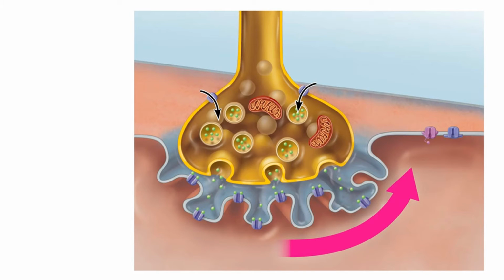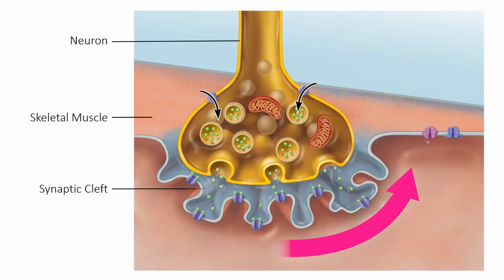Here we can get an idea of how these two cells seem to be related to each other. We can see that the neuron and the skeletal muscle cell do not physically touch, but they do come very close. They are separated from each other by an area called the synaptic cleft, or the synapse. Within the end of the neuron, there are vesicles containing neurotransmitters like acetylcholine.